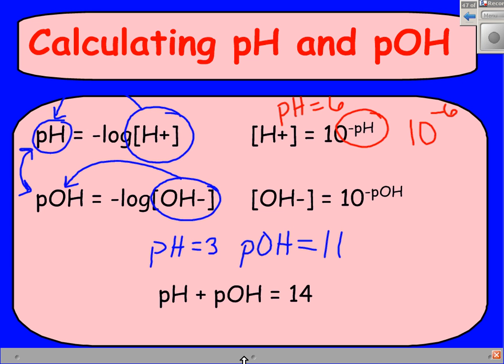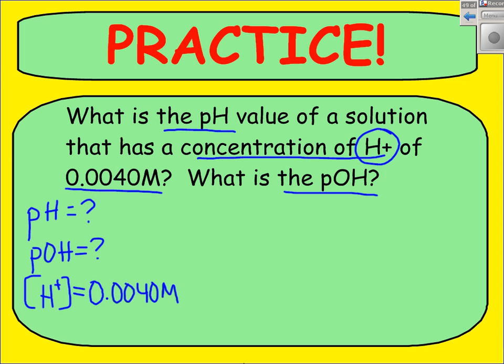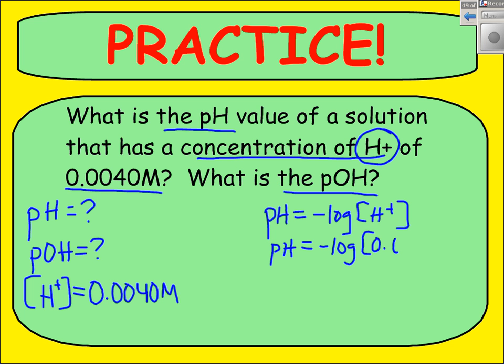Using the equations that I have just written down, I'm going to use the first one, the one where I'm solving for pH given a hydrogen concentration. So let's take a look at how this would look. I'm going to use the equation pH equals negative log of my hydrogen concentration. Plugging in the values that I know, I'm given the concentration for hydrogen, and that is 0.0040 molar.